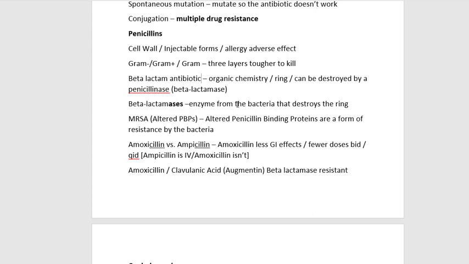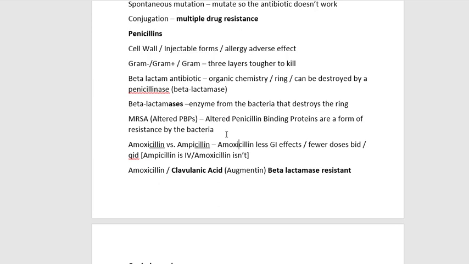So penicillin's the enzyme from the bacteria that destroys the ring. And we've got drugs that can prevent that, and that's that clavulanic acid down here that's beta-lactamase resistant. Maybe I put this in not the best order, but MRSA is where we have altered penicillin binding proteins. It's a way for bacteria to show resistance.